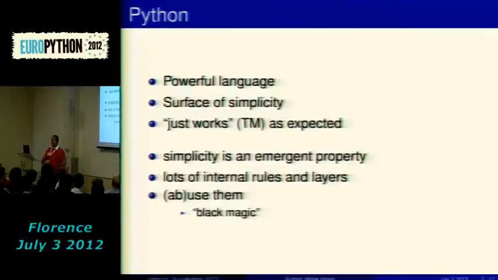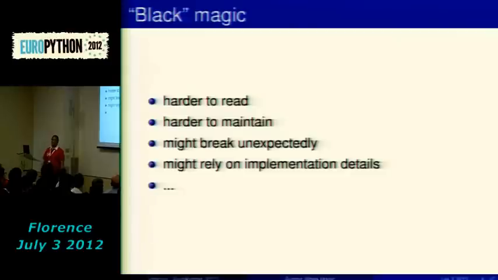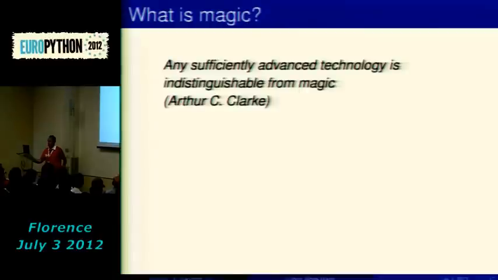Usually these techniques are considered black magic. Why black? Because if you don't use the standard techniques, you make your code harder to read and harder to maintain. Maybe you rely on some implementation details, so your code works only on CPython and not on PyPy or Jython or IronPython, and when you change the version of the language, things break. So usually all these things are considered not to do or not very elegant.